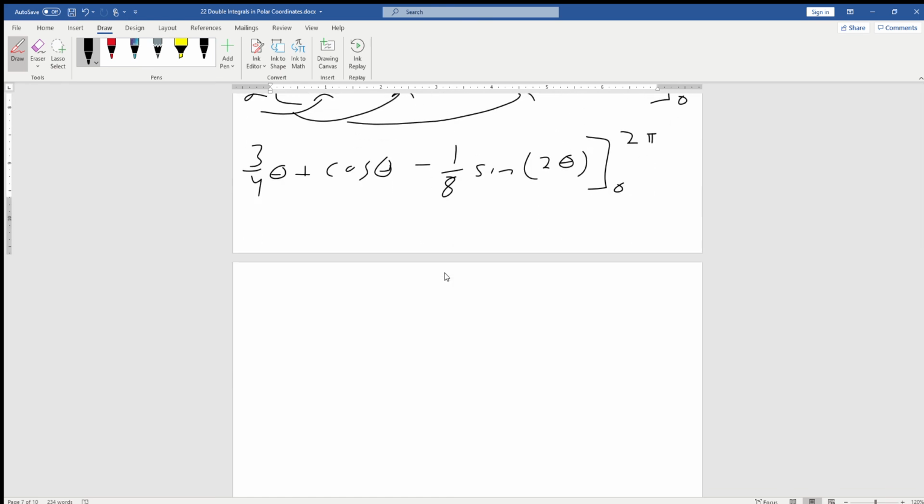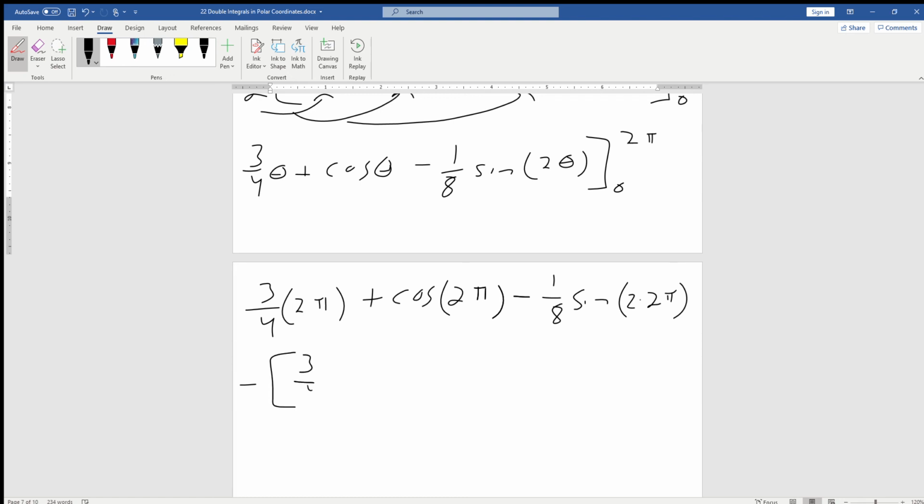Now, because it's trigonometric in some of the aspects, we can't just expect 0 to wipe out. It's going to contribute to the sum. So by substituting 2 pi, we get 3/4 times 2 pi plus cos of 2 pi minus 1/8 sine of 2 times 2 pi. Now from that, we're going to subtract substitution of 0. So 3/4 times 0 minus cos of 0 minus 1/8 sine of 2 times 0.